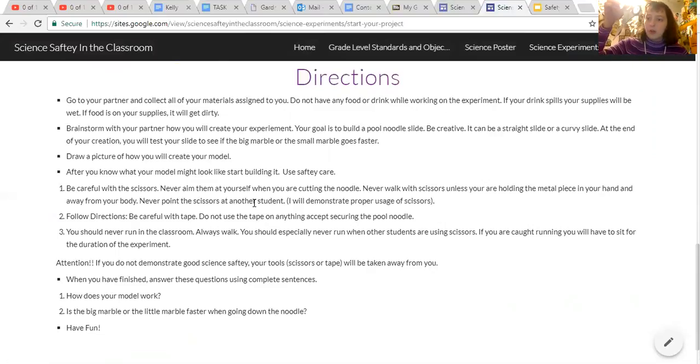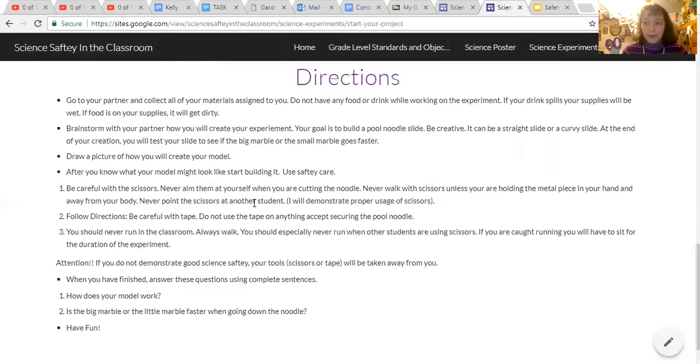If I see you holding scissors like this, you will not be able to participate. That means you will not be able to work with your partner. You will have your scissors taken away from you, and your partner will have to do the cutting. You need to hold your scissors like this if you are taking them somewhere in the classroom. Do not hold them like this. This is the correct way.